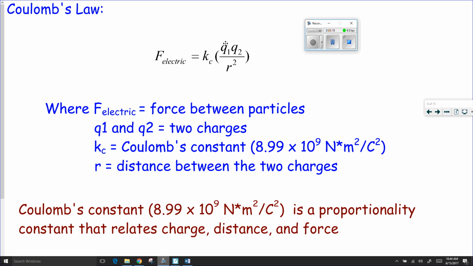times the charge on the first particle times the charge on the second particle, all divided by the radius squared. So again, Coulomb's constant, 8.99 times 10 to the 9th, is a value that should be written down in your notebooks, as well as this equation, because this is the important equation to be used on the test next week.